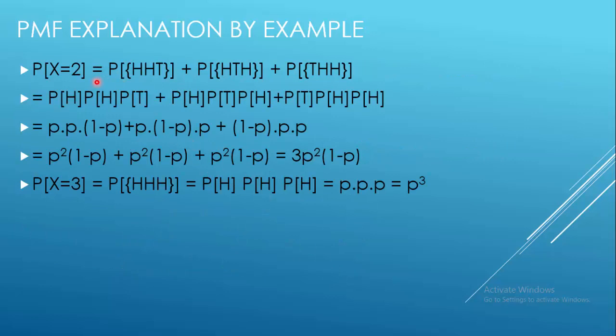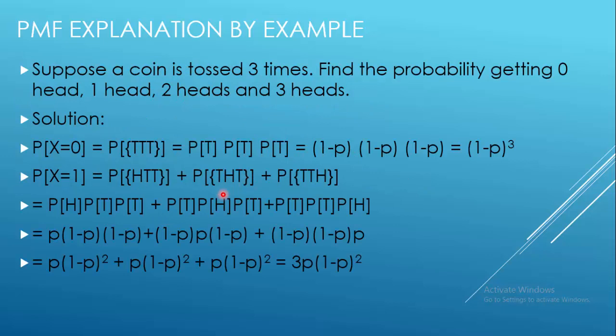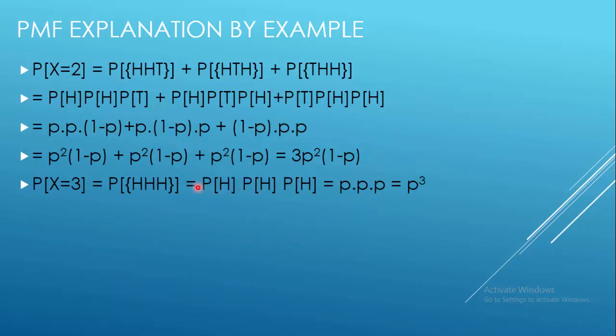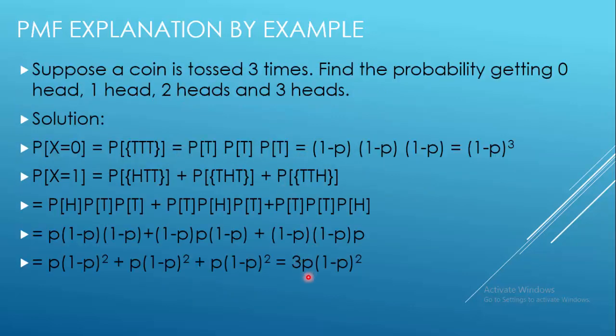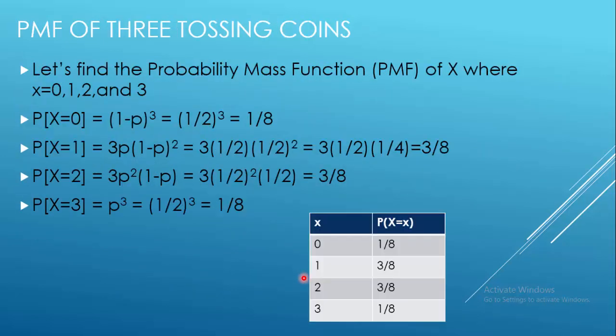In the same way, we have found the probability for x is equal to 2 and for x is equal to 3. I'm not going to go through all this again because I have explained it over here. The method is the same. You can pause the video over here and see it yourself. So after getting these equations, we can find the probability mass function of x, where x is equal to 0, 1, 2, and 3.